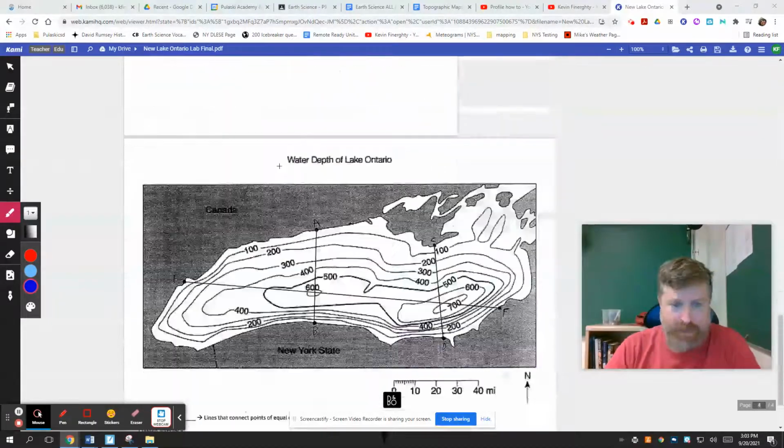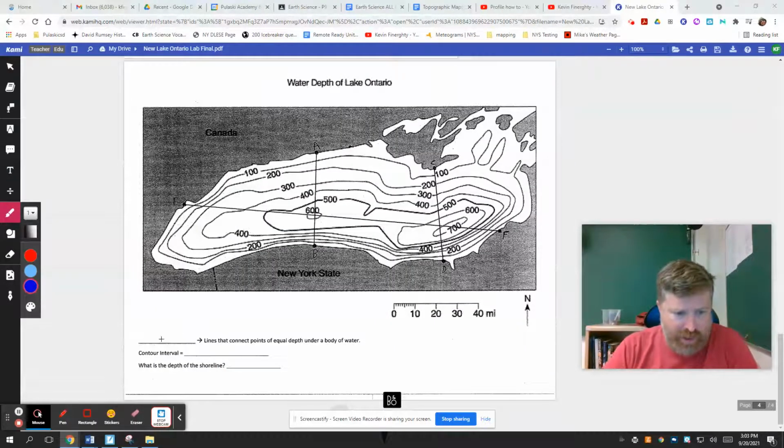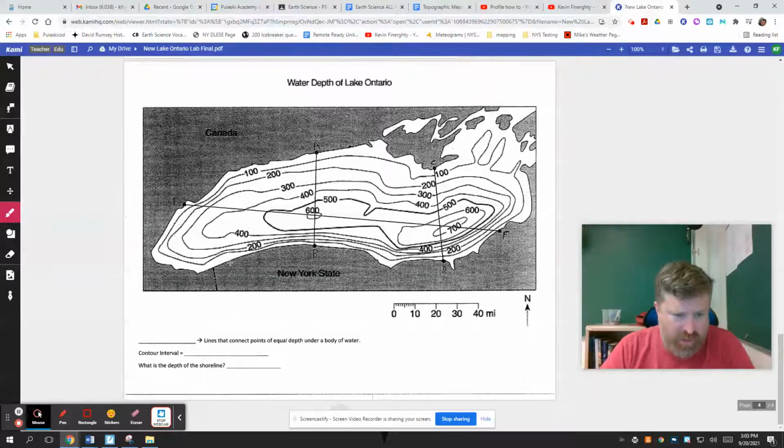Okay. So yeah, this is your map. The very outside line would have a value of 0 because that's the shoreline. If you go over there, which I guess I would write over here, if we were in Pulaski, if you went over there towards Port Ontario and stood on the shoreline, the water is 0 feet deep. And then as you go out into the water, it gets deeper and deeper and deeper. If you can't figure it out here, what's the contour interval? What does it look like it's going by? Hopefully you got it. 100. And these are in feet.